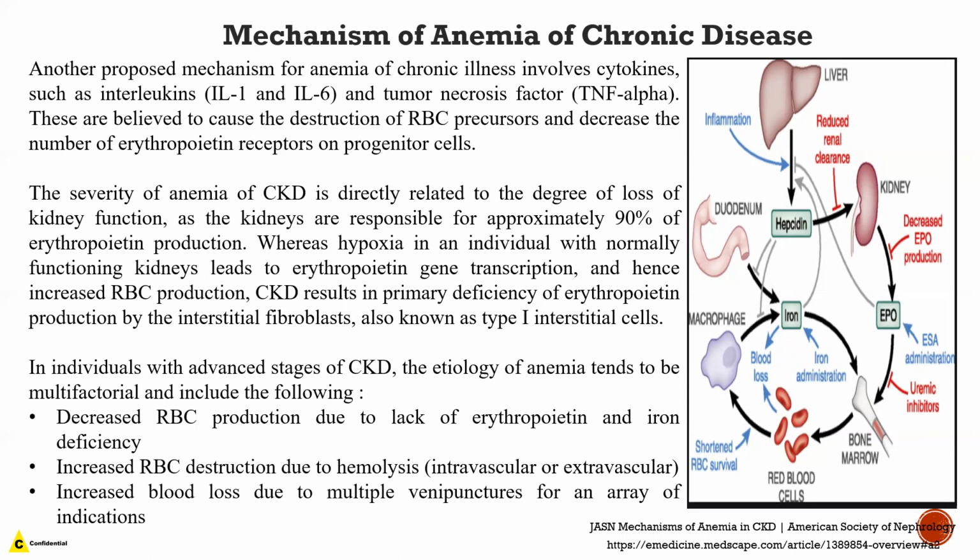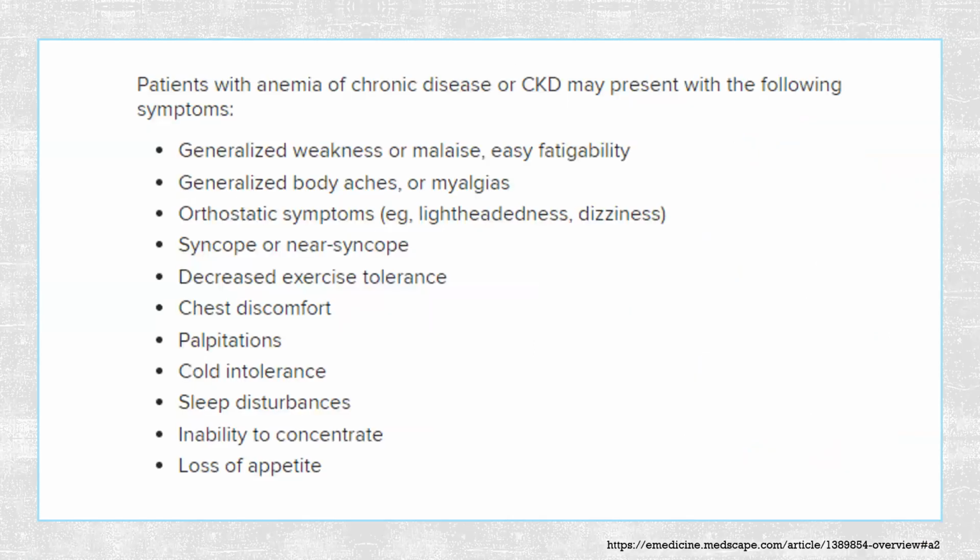In individuals with advanced stages of chronic kidney disorder, the etiology of anemia tends to be multifactorial and includes the following: decreased red blood cell production due to lack of erythropoietin and iron deficiency, increased red blood cell destruction due to hemolysis, and increased blood loss due to multiple venipunctures for an array of indications.